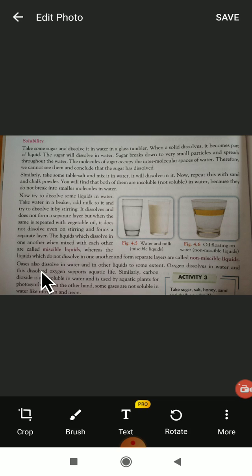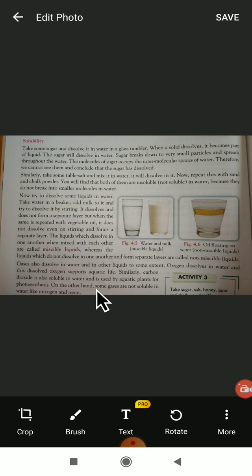Gases also dissolve in water and in other liquids to some extent. Oxygen dissolves in water, and this dissolved oxygen supports aquatic life. Similarly, carbon dioxide is also soluble in water and is used by aquatic plants for photosynthesis. See here, one more important thing they are telling. Carbon dioxide is soluble in water. Remember this one. For what purpose is it used? For aquatic plants, for photosynthesis.